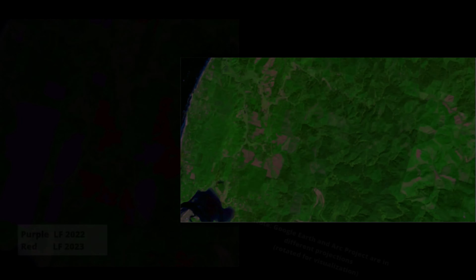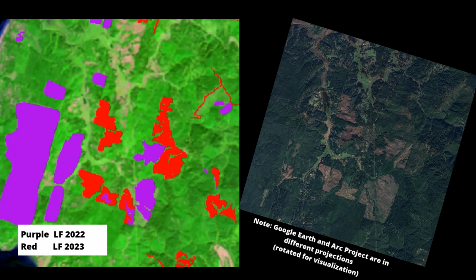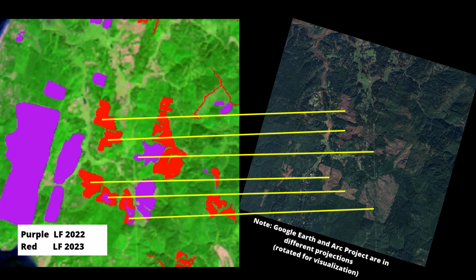For the purpose of this tutorial, we'll check out Google Earth to see the disturbance in high resolution, and looking closer, the disturbance mapper can detect on multiple tracts of land that these were clear cuts. In conclusion, we can see the disturbance event boundaries from 2022 here in purple and in red for 2023.